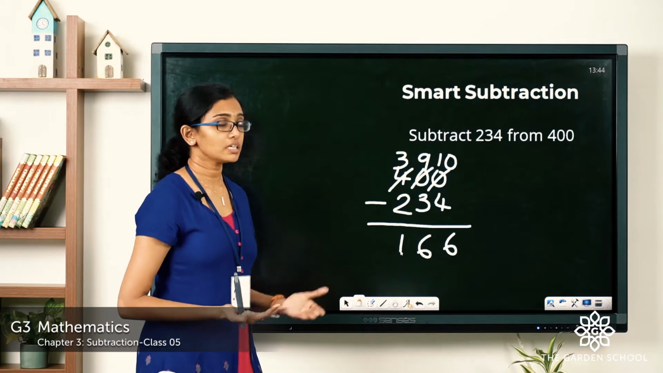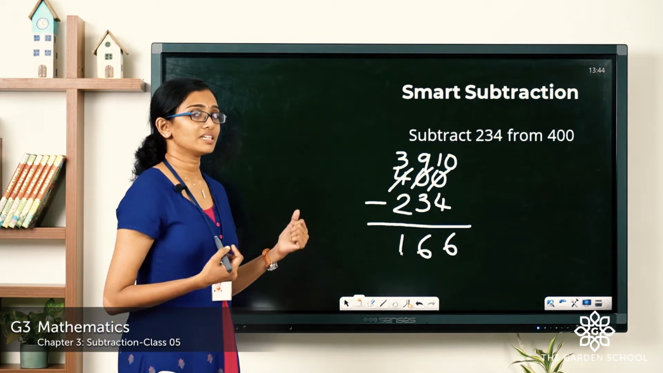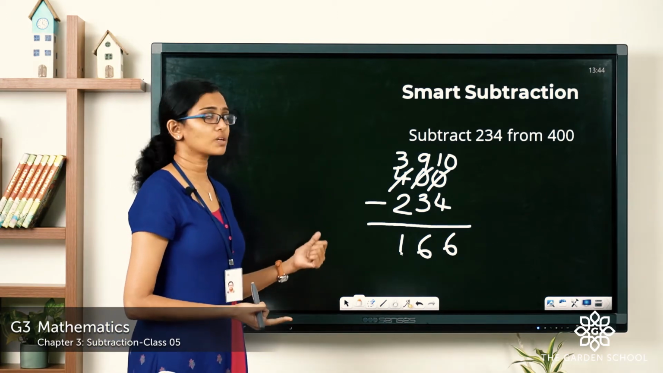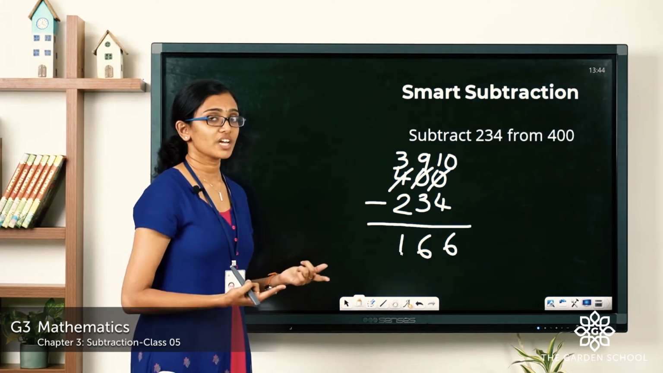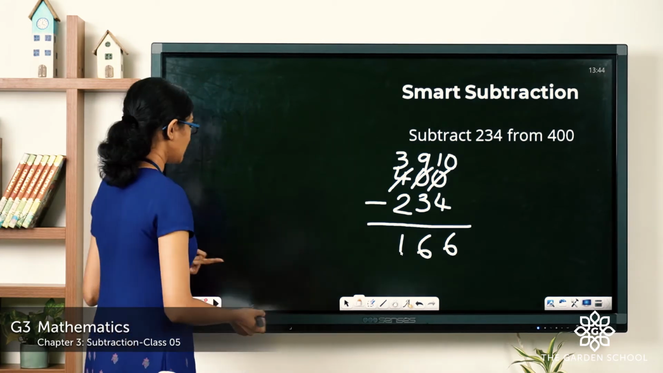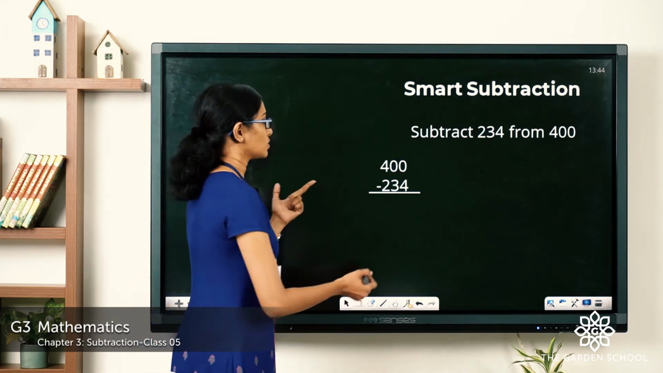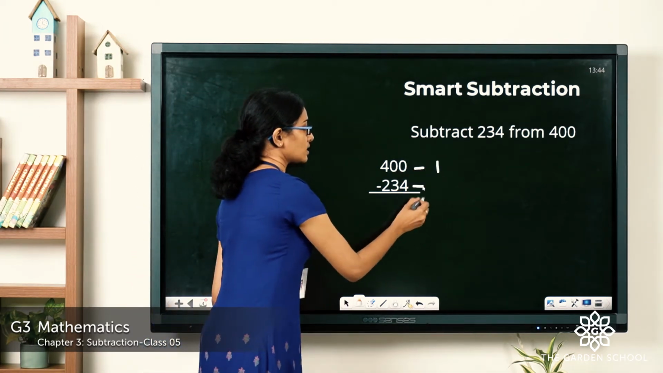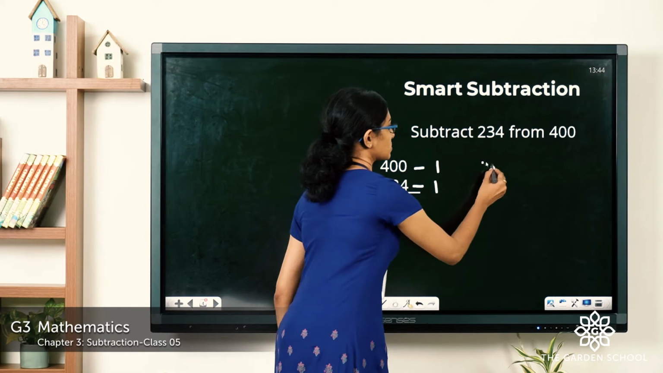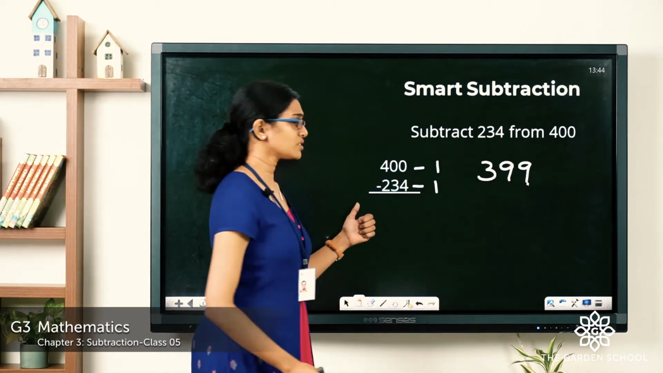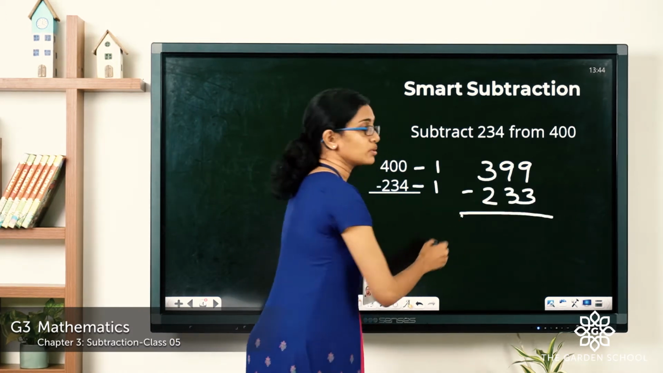What if we have a shortcut instead of this regrouping? Let's see that shortcut now. In the previous example, that is 10 minus 6, we had discussed that subtracting the same number from both the minuend and the subtrahend will not make any change to the actual difference. So, with that in mind, I am going to subtract 1 from both of these numbers. So, 400 minus 1 and 234 minus 1. So, that will change these numbers to 400 minus 1 is 399 and 234 minus 1 is 233.